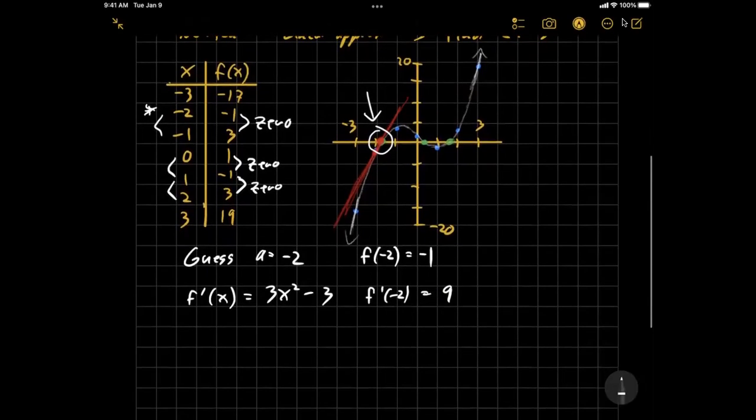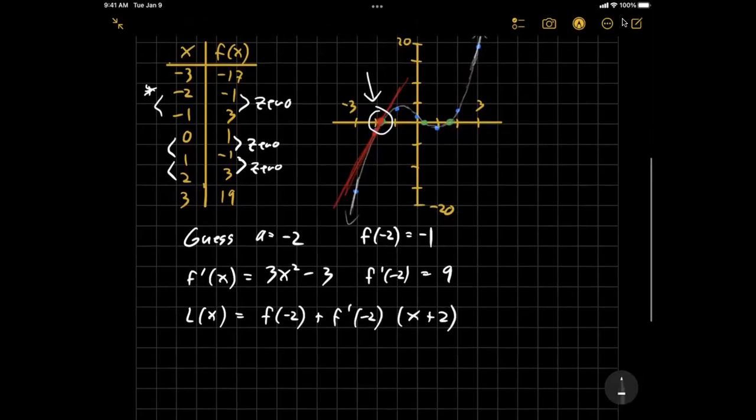So continuing, let's try to find a linear approximation of the function. Hopefully you remember that a linear approximation near -2 would be the f of -2 value plus f prime of -2 times x minus -2, which is x plus 2. We can put in our numbers, and the linear approximation in this case will be -1 plus 9 times x plus 2. Doing a little bit of algebra, that comes out to 9x plus 17.